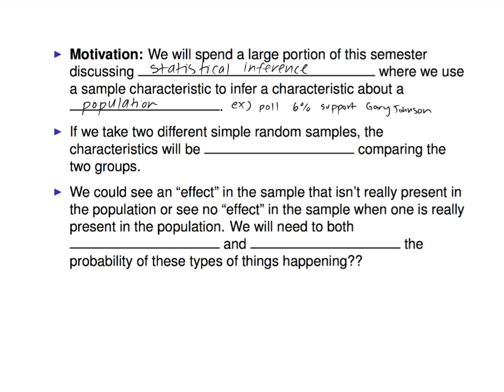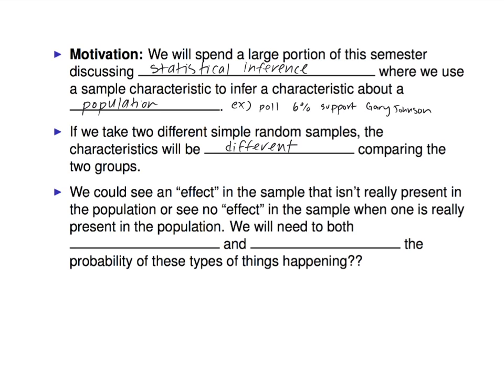So if you take two different random polls, are you going to get the exact same number from them? Definitely not. If you take two different simple random samples, the characteristics are going to be different comparing these two groups. And we're going to use the probability stuff to learn how to talk about whether these differences are so big that something weird's going on, or whether these differences are okay.